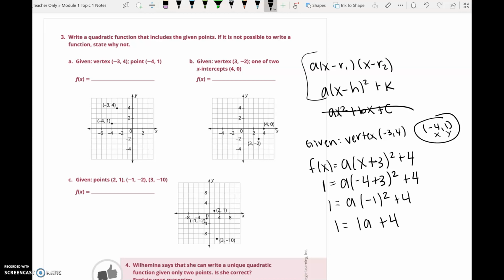This now looks like a pretty standard equation to solve. I'm going to go ahead and subtract 4. I'm going to get negative 3 equals 1a, which really there's nothing left to do because it's just a 1, right? I don't even really need to write 1. So I have negative 3 equals a. So I'm going to go back up to my original and just replace a with negative 3, and bada bing, bada boom, there's my equation.